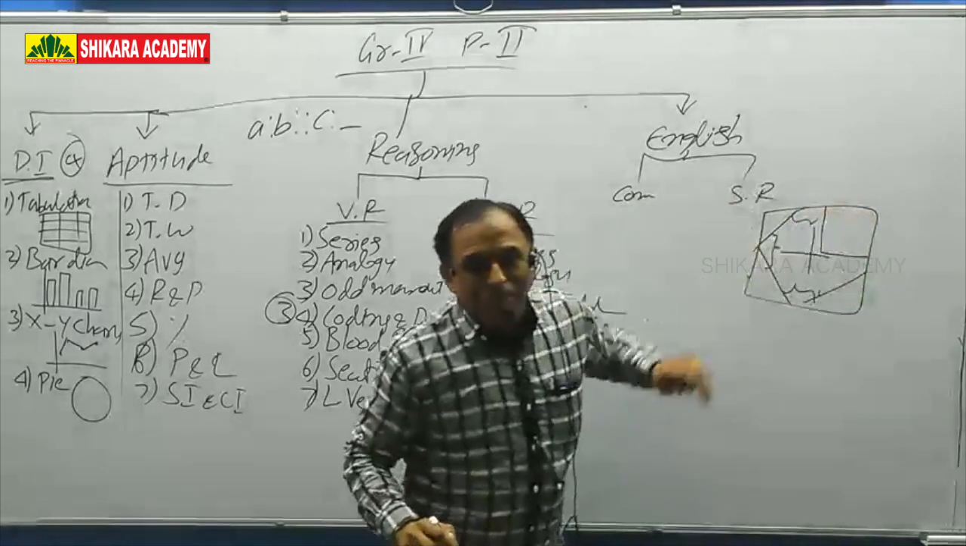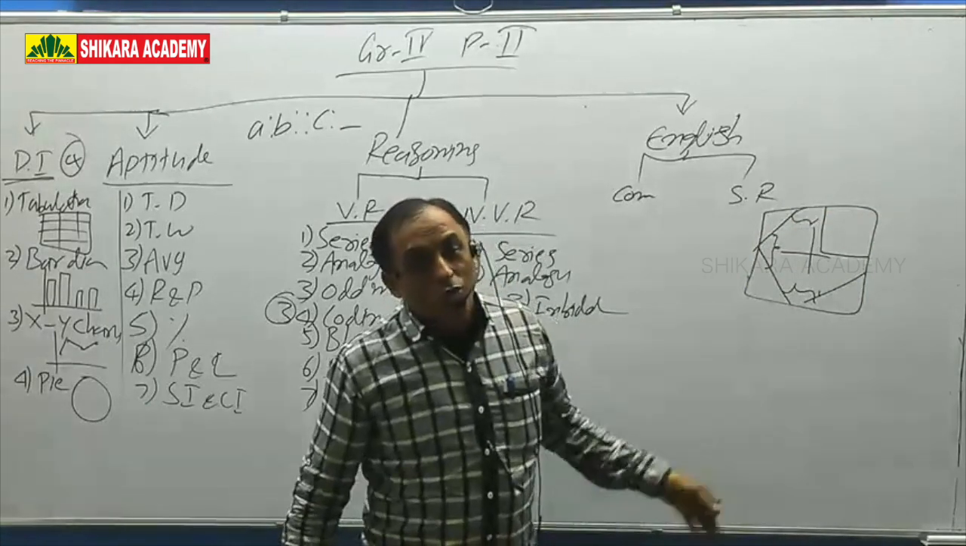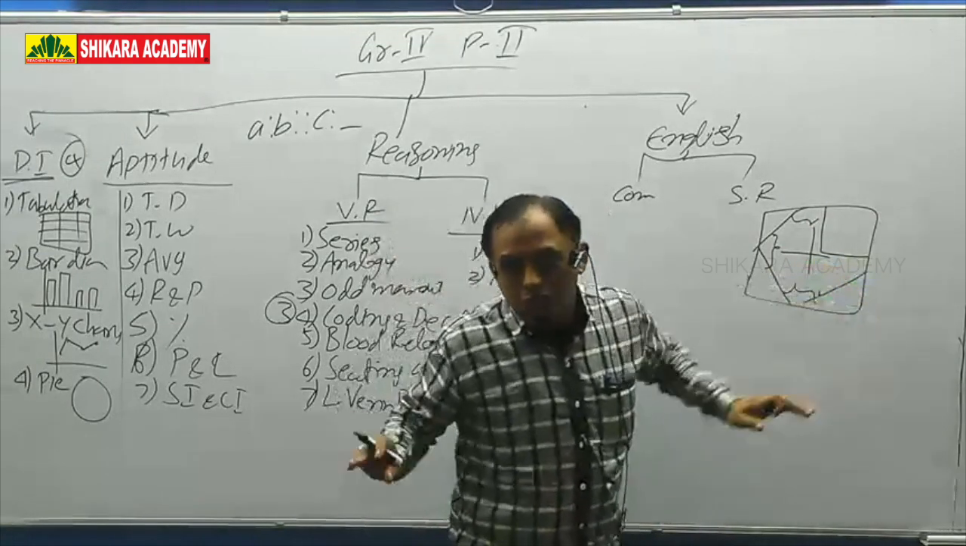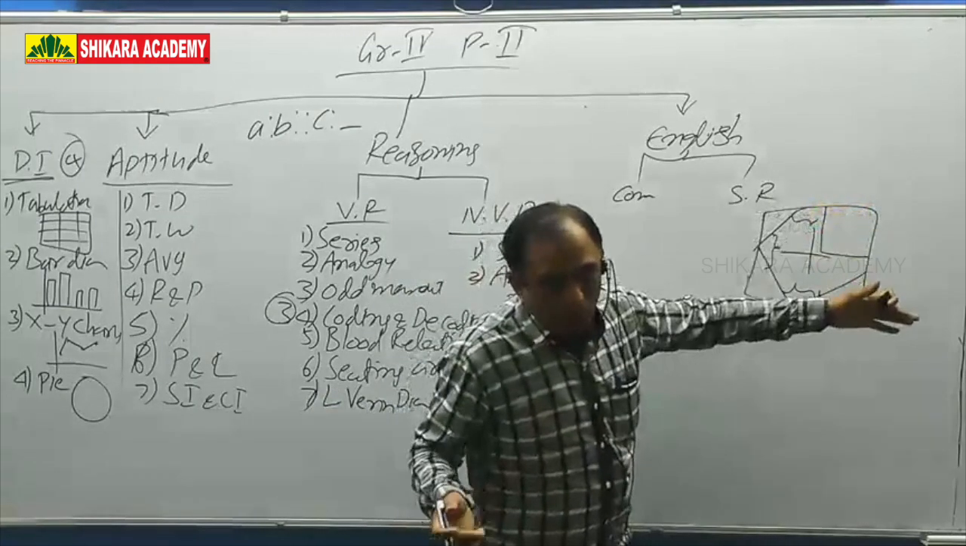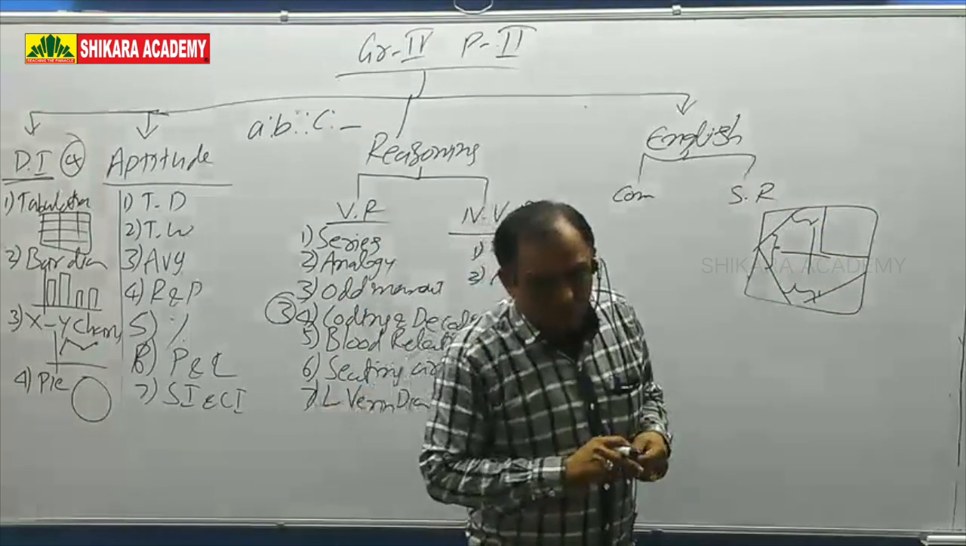They will skip some part. Which of the following options will replace this diagram? If you fill in the option, then it will become a perfect diagram.